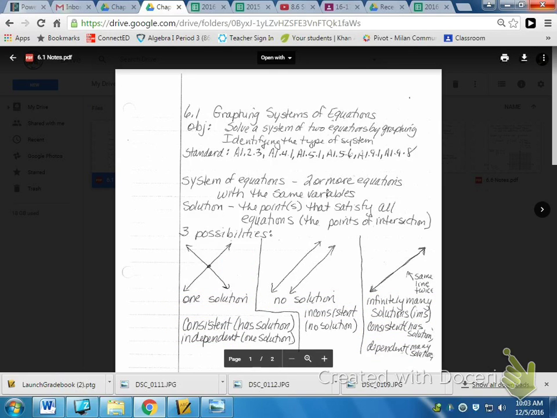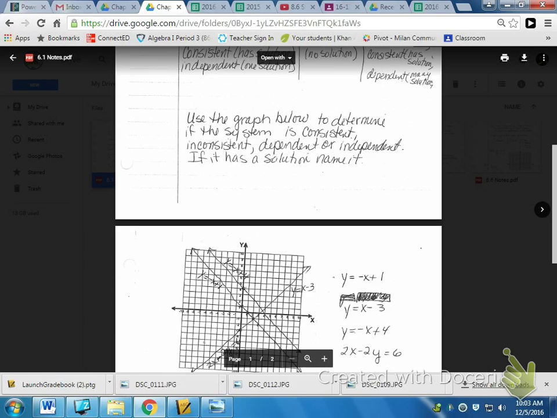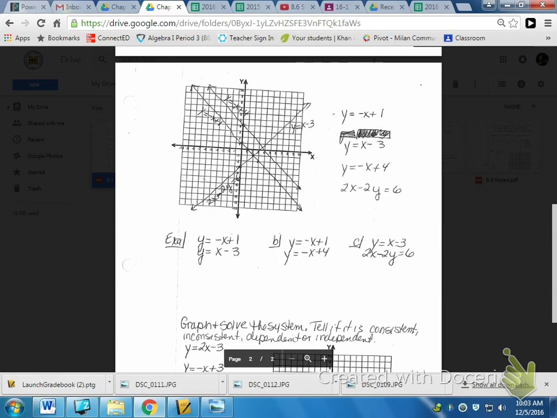So let's look at this one. Use the graph below to determine if the system is consistent, inconsistent, dependent, or independent. If it has a solution, name it. This graph is similar to something you might have in a homework or on the quiz. There are lines already graphed, and I hope you can read this. It's kind of hard for me to see it, so maybe it's hard for you too.